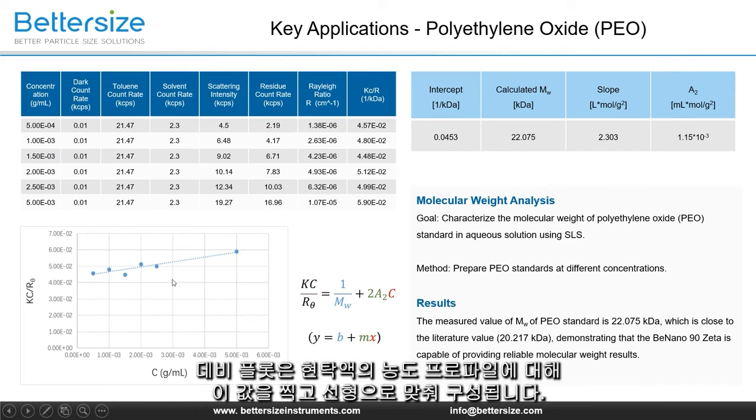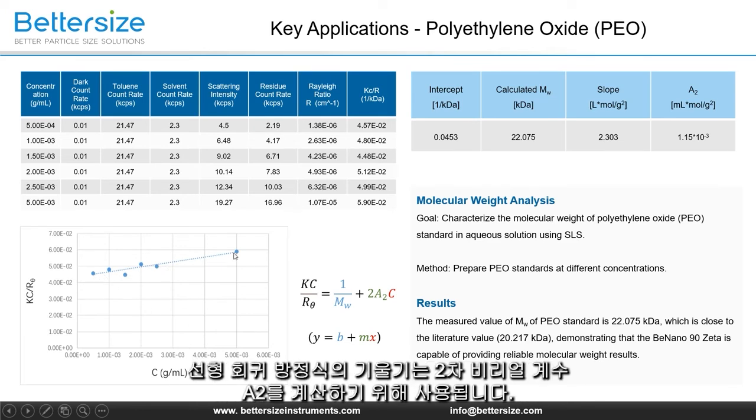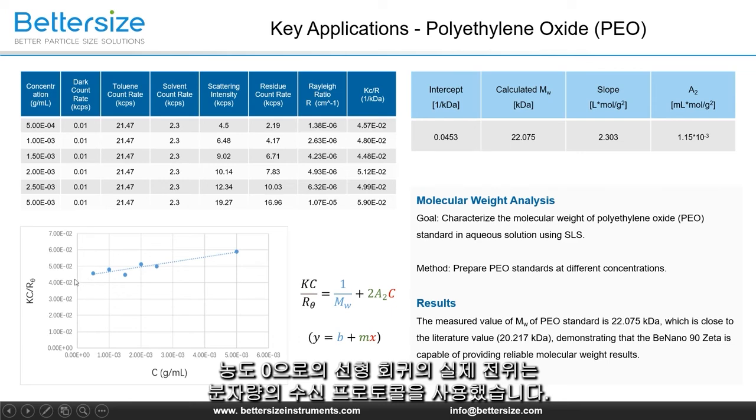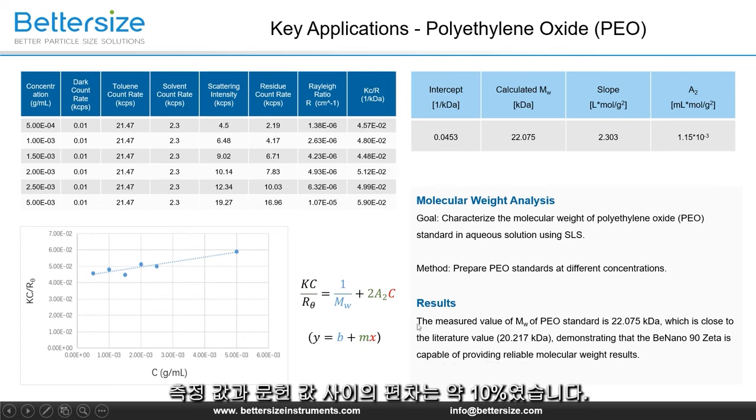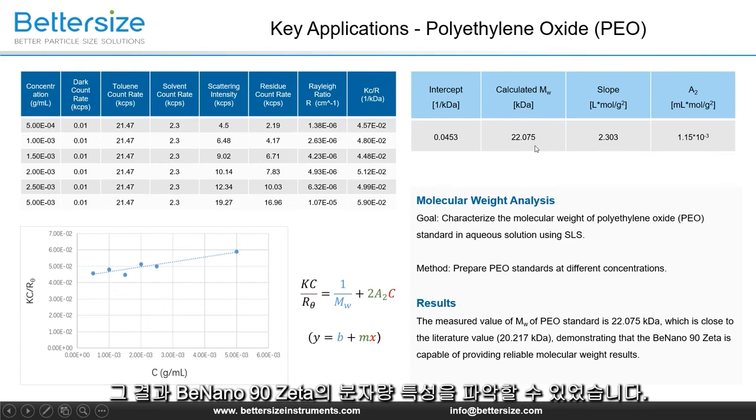The Debye plot is then constructed by plotting and linearly fitting this value versus the concentration profiles of the suspensions. The slope of the linear regression equation is used to calculate the second virial coefficient A2, while the extrapolation of the linear regression to zero concentration gives the reciprocal of molecular weight. The deviation between the measured value and the literature value was around 10%, and the results endorse the ability of BeNano 90 Zeta for characterizing molecular weight.